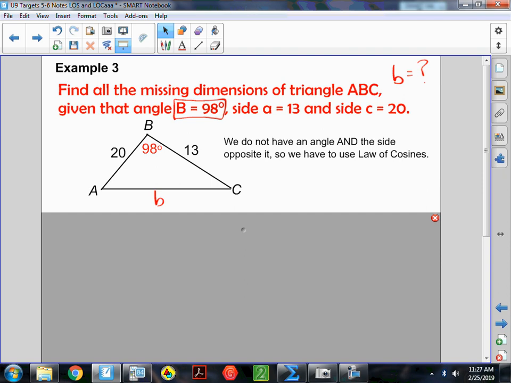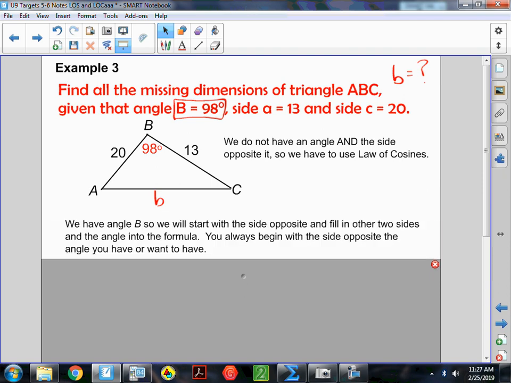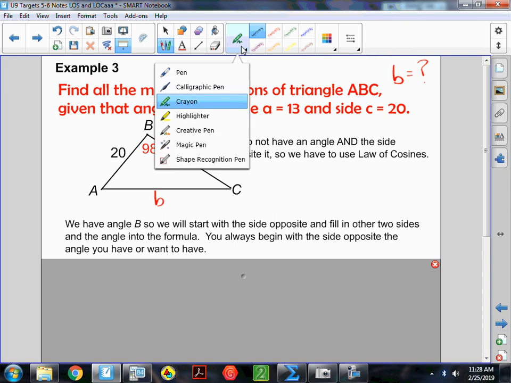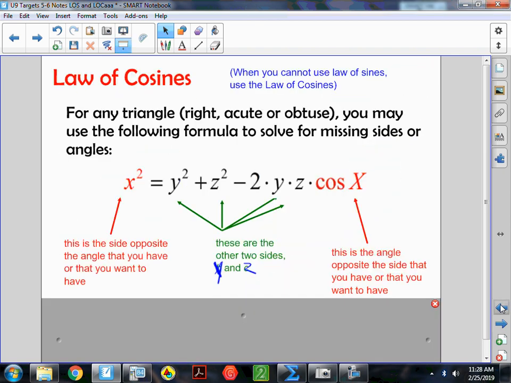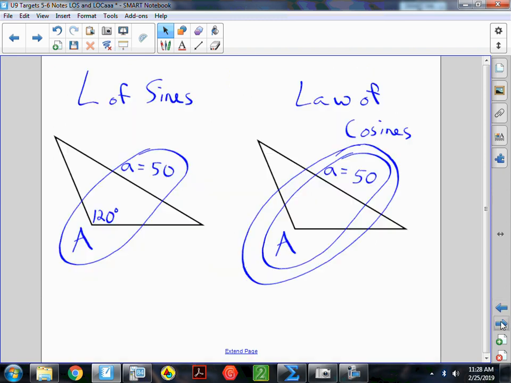I did go ahead and draw out the triangle. A lot of times drawing out a triangle might be easier for you to do the problem. We have angle B, so we're going to start with the side opposite and fill in the other two sides and the angle into the formula. You always begin the formula with the side opposite the angle you have, or the angle you want to have. So since I have this 98 degrees for angle B, I'm going to start my formula with b squared equals. The law of cosines starts with the side opposite the angle you have, and it ends with the angle you're working with.